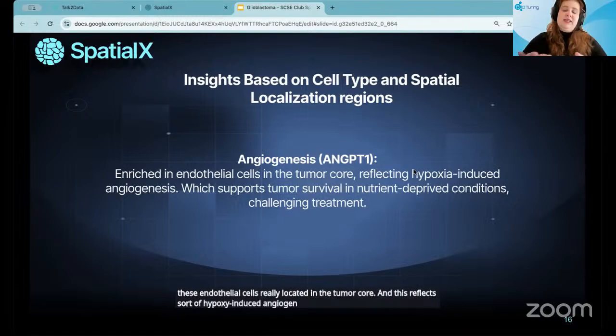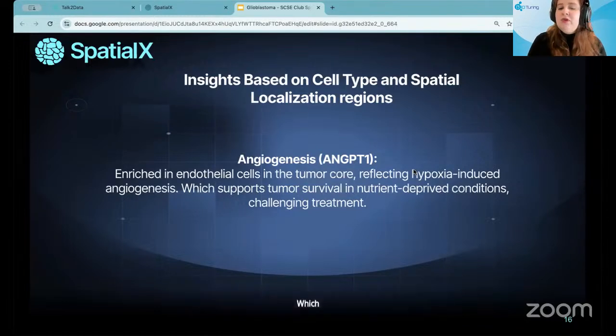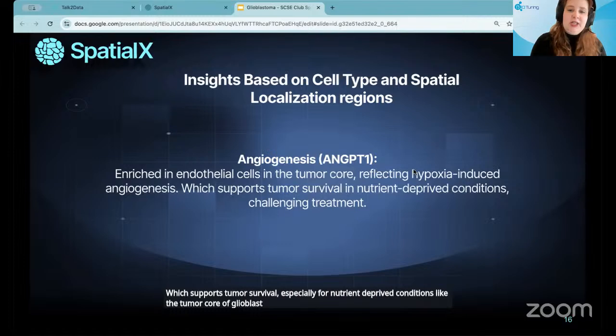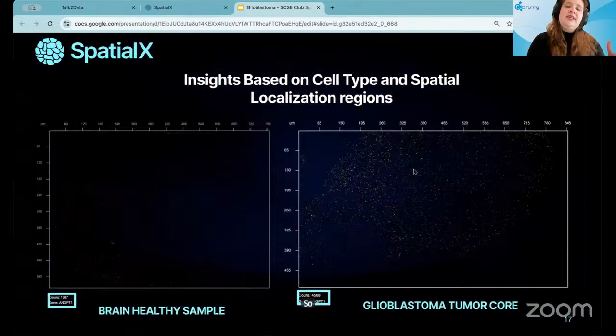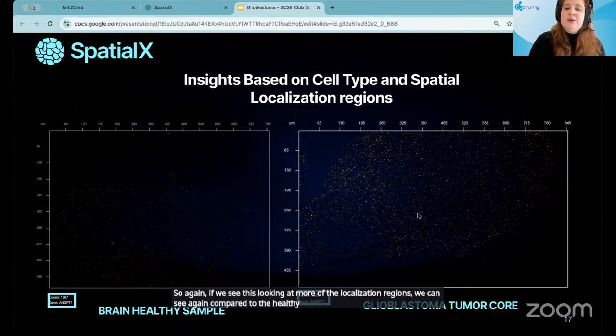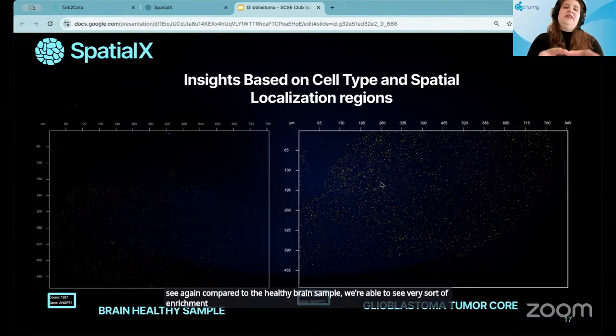So this might mean that it's a really hypoxic zone, which supports tumor survival, especially in nutrient-deprived conditions like the tumor core of glioblastoma, which makes it really challenging for any treatments to be successful. Again, if we look at the localization regions, compared to the healthy brain sample, we can see enrichment where the endothelial cells and astrocytes are communicating.